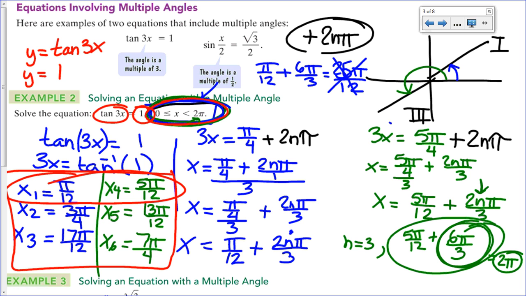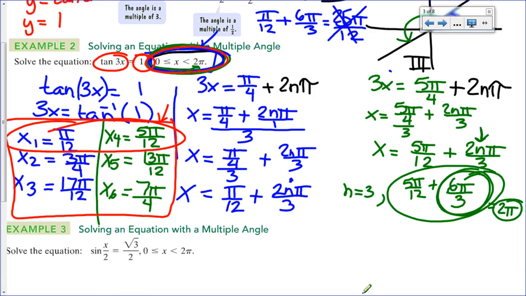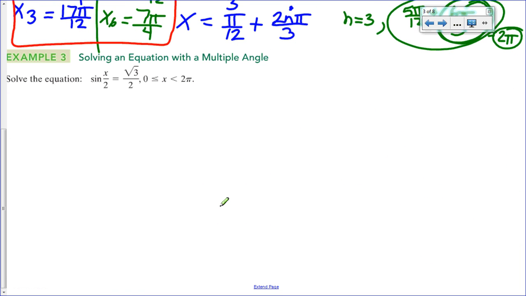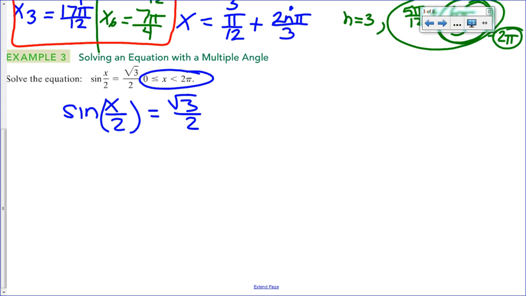But if my math lab is asking you for an exact solution, you have to get your solutions in terms of pi, just so you know, all right? So let's go to the next equation. Right here, we have sine of x over 2 is equal to the square root of 3 over 2. Again, we want to keep it between 0 and 2 pi. So we're going to use the sine inverse of square root of 3 over 2.